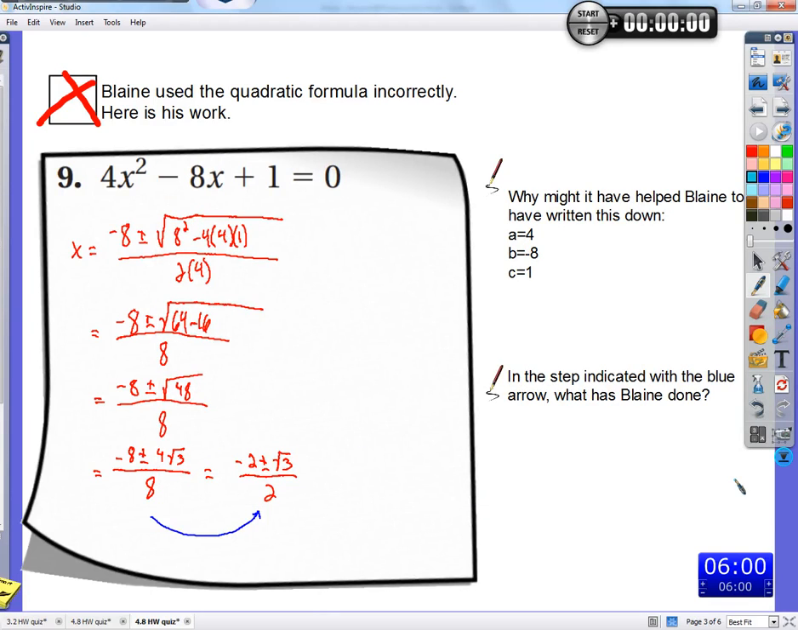Might have been helpful for Blaine in writing these three things down. Right. We can look at it as a reference. It's a reference, and if you had looked at this as a reference, what mistake might you not have made? You wouldn't have plugged in the wrong number for the blank spot. Which number did he plug in wrong?